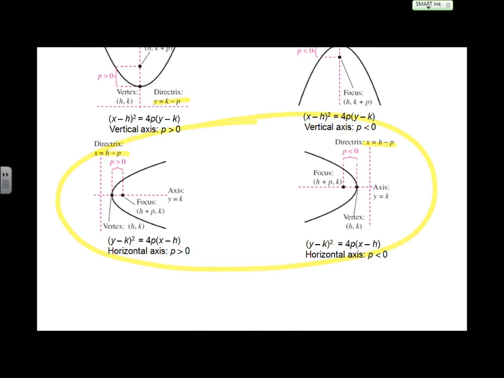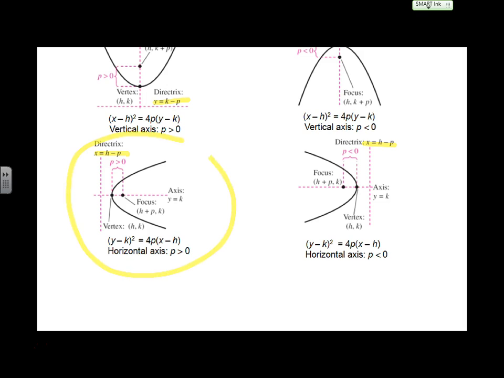Now question: if the directrix is x equals -2 and the focus is +2, is it going to be directrix on the left and focus on the right, or directrix on the right and focus on the left? Directrix on the left and focus on the right. So even using the formulas to some extent, you still need to visually grasp what's going on. Maybe it's good to graph no matter what.